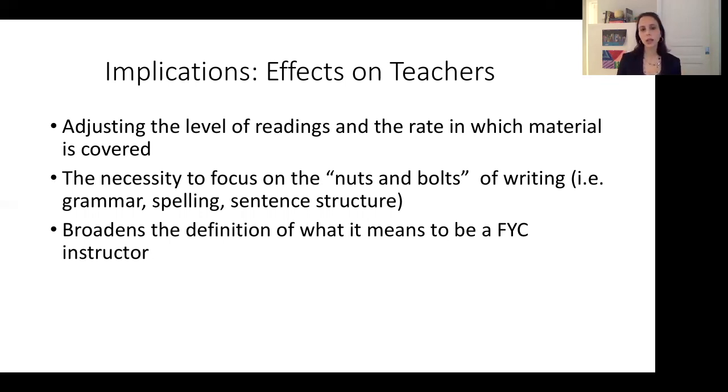The second implication is the necessity that faculty expressed to focus on the nuts and bolts of writing, for example grammar, spelling, and sentence structure. Faculty felt that yes, there was more time, but students also really needed more of a focus on these areas of writing, and they didn't always feel like they had the time for that. The result is that it broadens the definition of what it means to teach first-year composition. There's a ripple effect because of what was happening at the 101 level in this combined course: instructors at the next level, in 201 for example, are meeting their students in a different place than they would have if standalone developmental courses had still been in place.